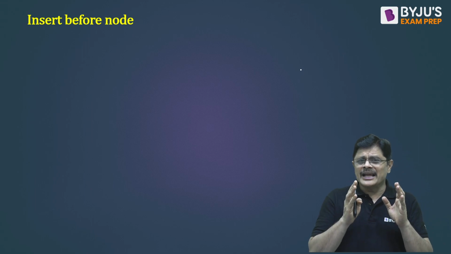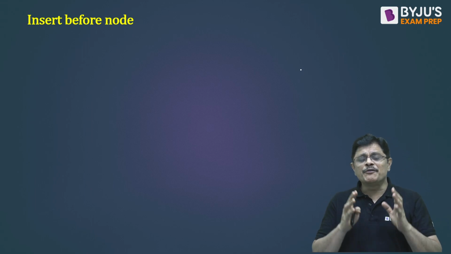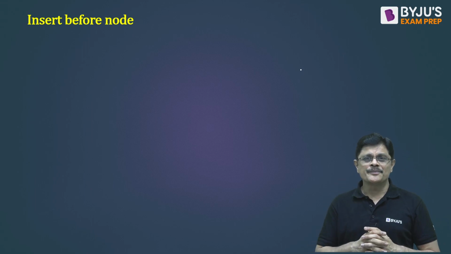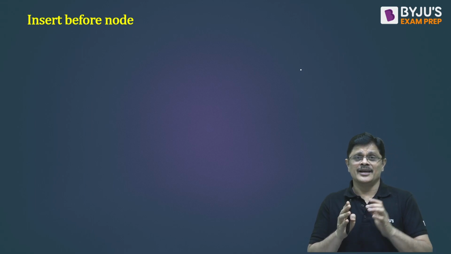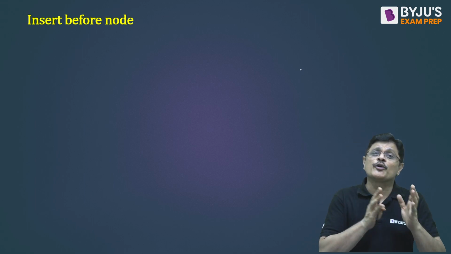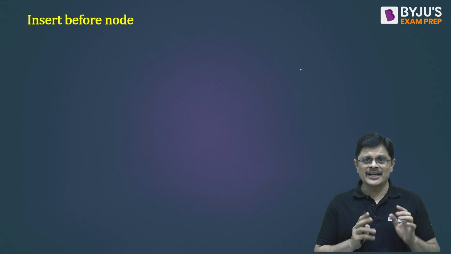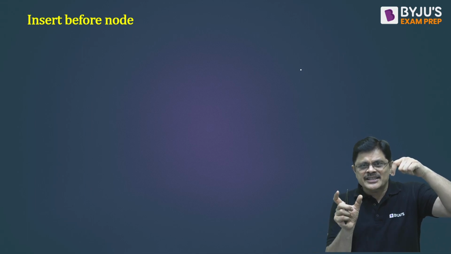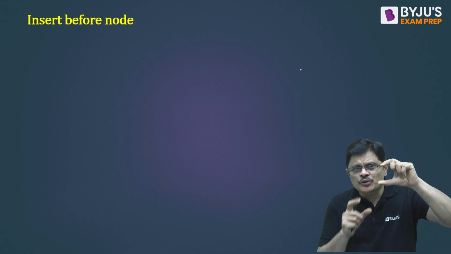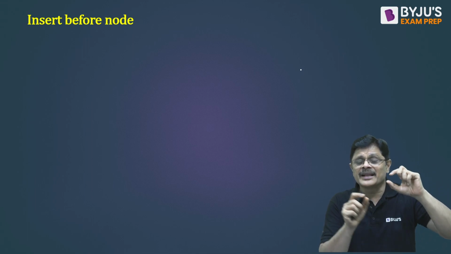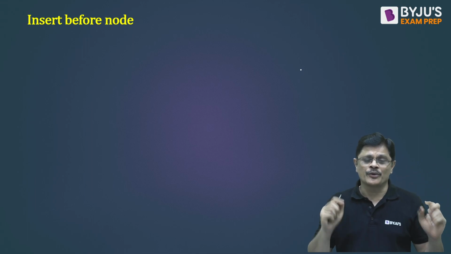Always in a singly linked list, if you want to insert a particular node, you have to reach the pointer to the node before that particular node. Am I clear? So if you want to insert after this node, you have to reach this particular node, my dear friends. That is a very, very important point to be noted.